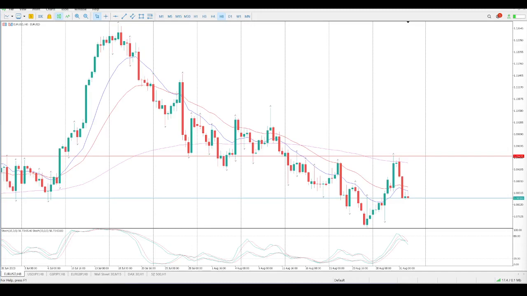Starting with Euro USD, we had a rejection of the level that we were looking at yesterday, and a fairly strong one. That's 1.09436. We've got a crossover of our moving averages and our oscillators. Our moving averages are still down, and that is for me a retest of the 150 EMA.